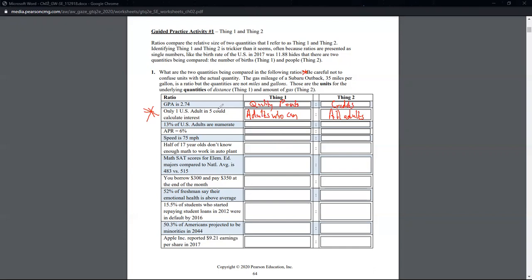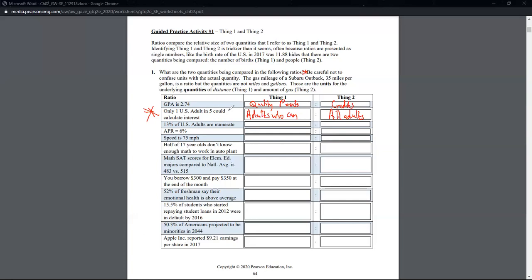So 1 out of 5 can calculate interest. That means there's 1 adult who can to 4 adults who can't, for a total population of 5, which means if there were 10 people, 2 would be able to calculate interest and 8 would not be able to, but that ratio would be 2 to 10. 2 adults who can out of all adults. And then 2 to 10, you could reduce to 1 to 5.